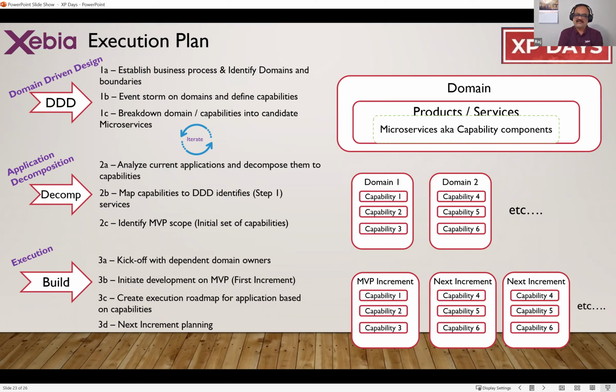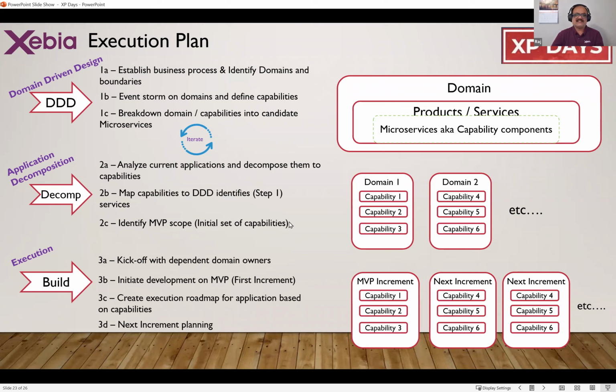How are you going to implement this? So to implement this, like I said, first you have to establish business process and identify domains and boundaries, then do event storming, then break down domain and capabilities into capable microservices. This is where you do based on a lot of iterations. Then analyze current applications and decompose them into capabilities. This is where you get the first artifact.